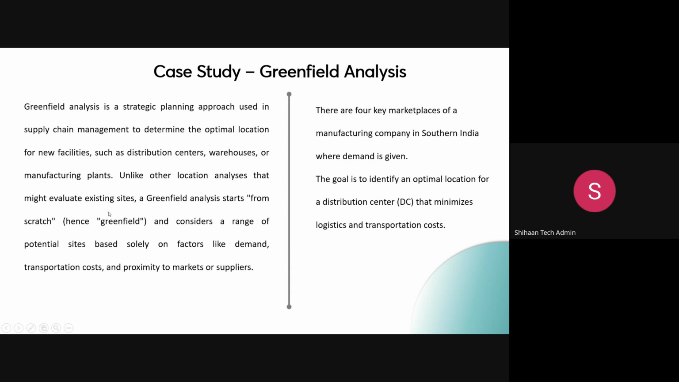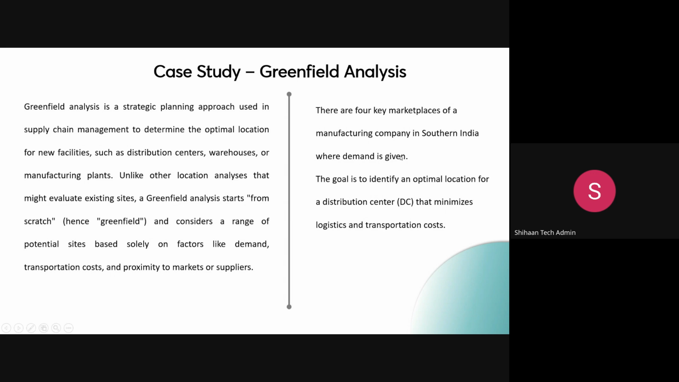Okay, so from there you are actually doing an analysis and setting up your new facility. Now, let's take a case study example. There are four key marketplaces of a manufacturing company in southern India. Let's say a pharmaceutical company or any other manufacturing company where demand is given.